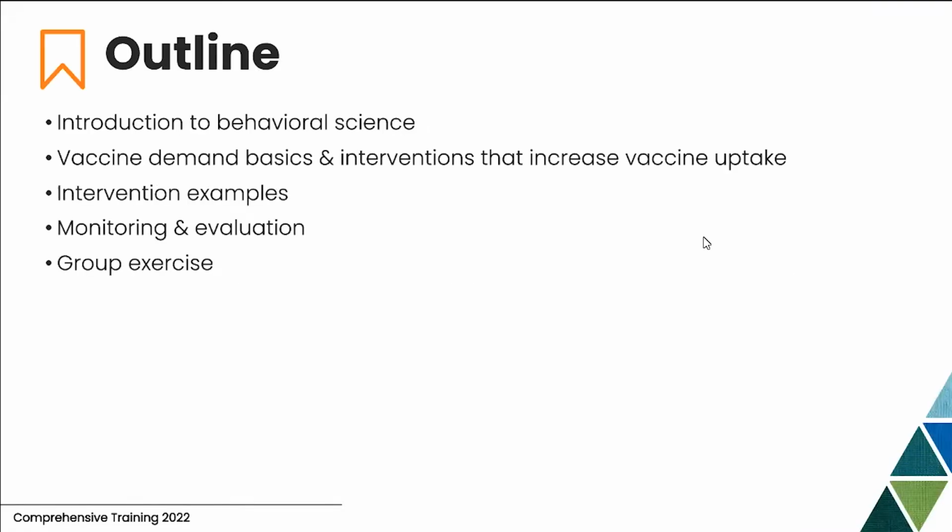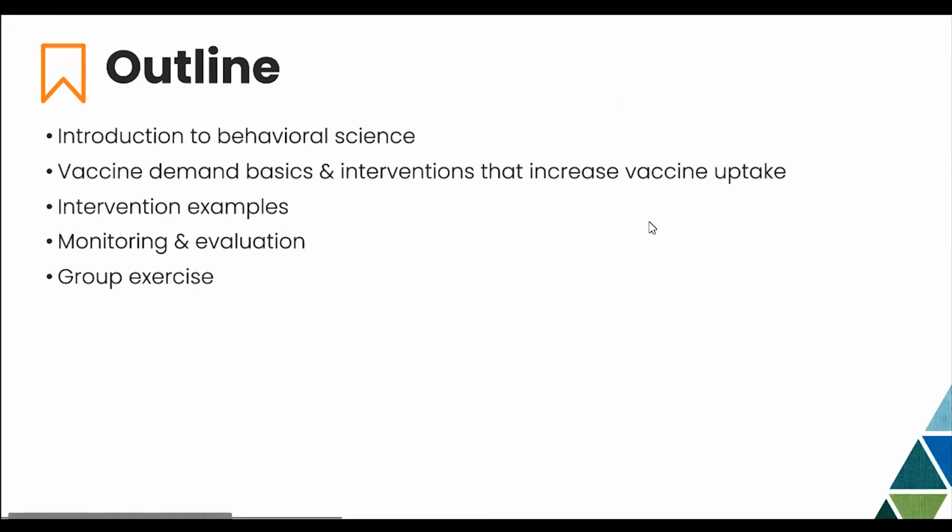This is a little outline to give you a sense of where we're going today together. First, we're going to talk about behavioral science and how behavioral science is applied to health behaviors. We'll talk about vaccine demand as well as interventions that increase vaccine uptake. Talk about some interventions that we have identified in the literature as being effective, and then also give a sense of monitoring and evaluation that you can do whenever you implement a behavioral intervention.